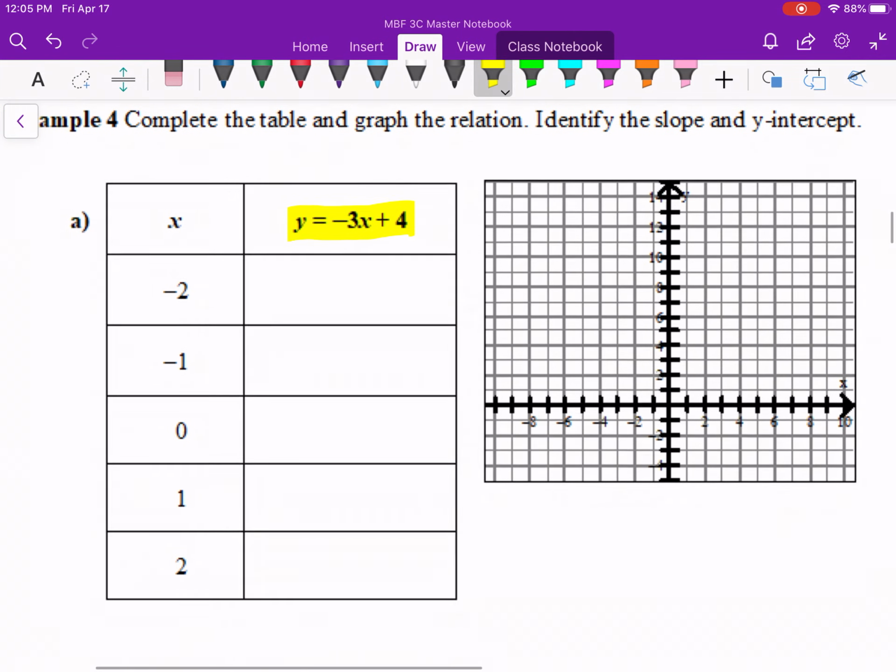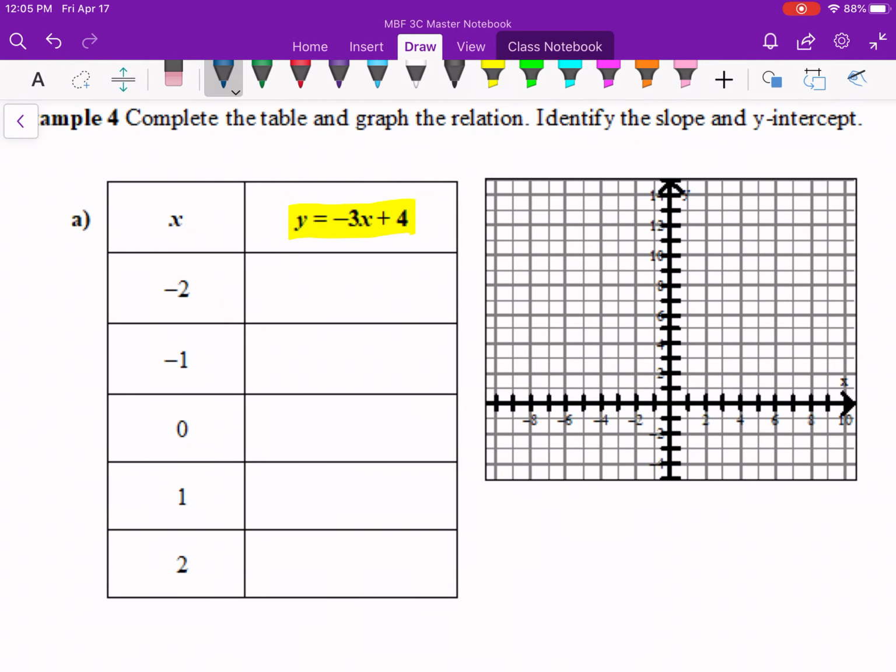In example 3, we did a little substitution. That's why we reviewed that. So if I substitute -2 into that equation up here, what I get is y is equal to -3 times -2 plus 4, because the x is equal to -2. So that's the substitution I did. And then I work it out. Now I don't have a lot of space, so I'll just go straight to my answer. -3 times -2 is +6. Then I add 4, that equals 10. So that's my final answer for that one.